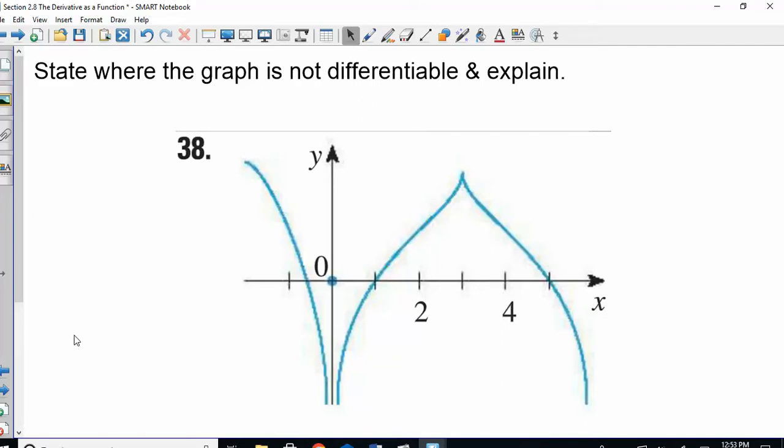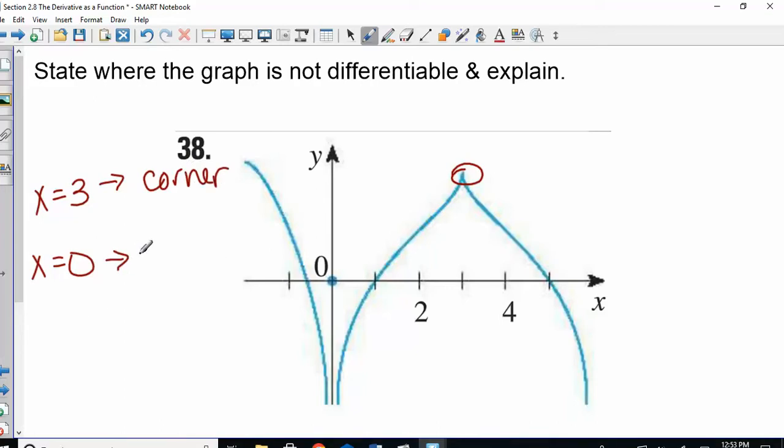At 3. At 3, at 0. Why at 3? There's a little vertical asymptote. Not even a vertical asymptote so much, but just a corner. Yep. All right, what about at 0? That's kind of your vertical asymptote. We have a point, but this is also going to infinity. You could say it's a discontinuity. That would work. Either of those would be fine.